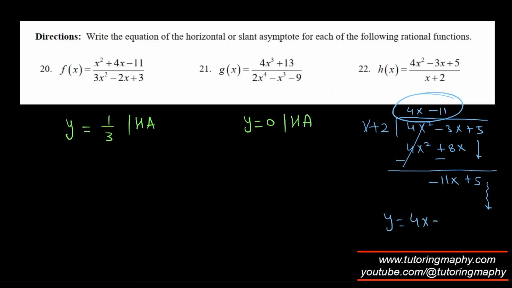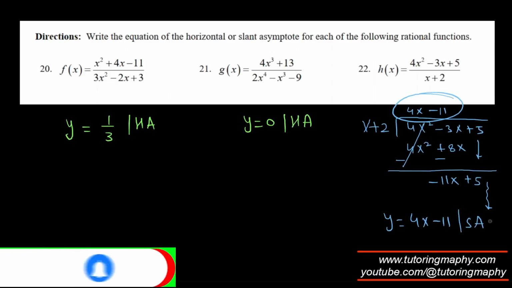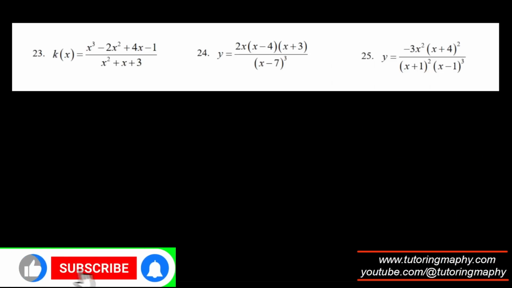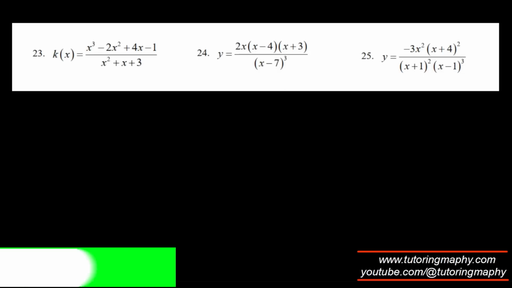I think this is what we discussed in part A of this video as well, right? So this is, sorry, not VA. I mistakenly said VA, SA. This is the slant asymptote quotient. Right, this one is also a slant asymptote case.